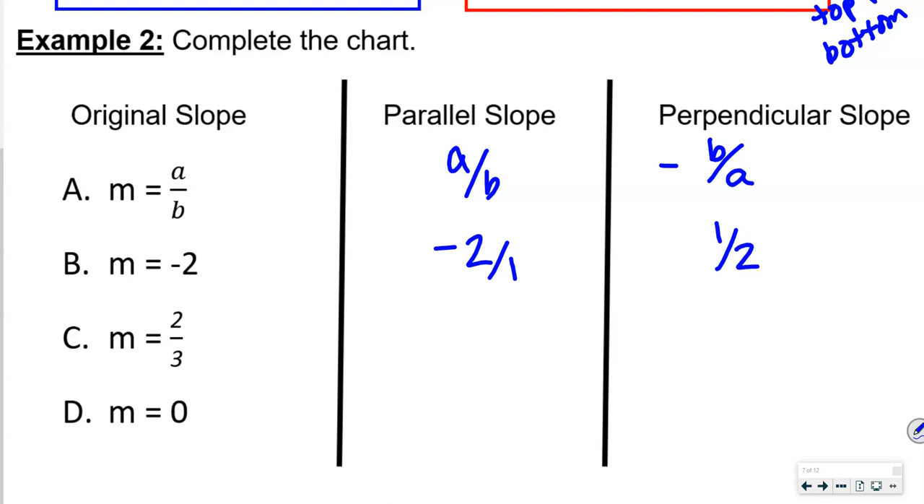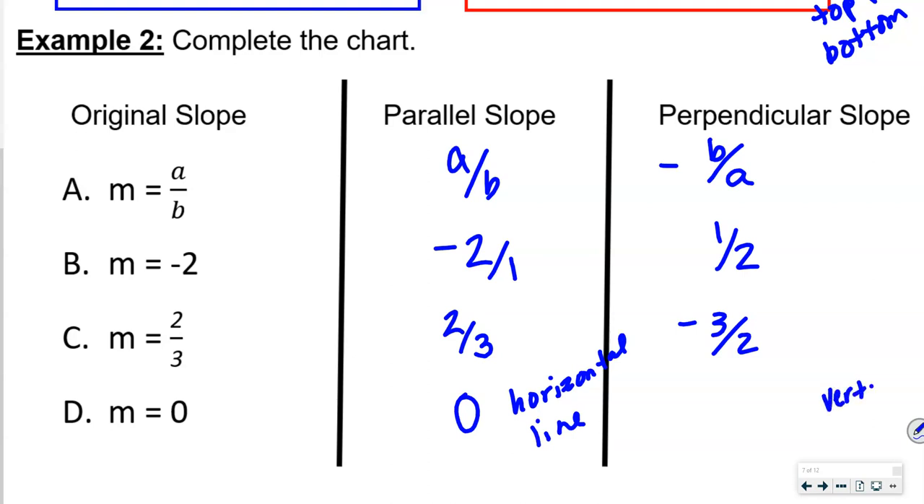Go ahead and do letter C by yourselves. I think you guys can do that. Right, so this is going to be 2/3, and this is going to be -3 over 2. Now, this one's a little tricky because a zero slope on a line, right? Okay, so the slope here is 0, and that means we divided into 0, so our y's were the same, okay? Now, that means that, so this was a horizontal line. You might want to write that, okay? Just to remember. Which means this line over here is going to have to be a vertical line, right?